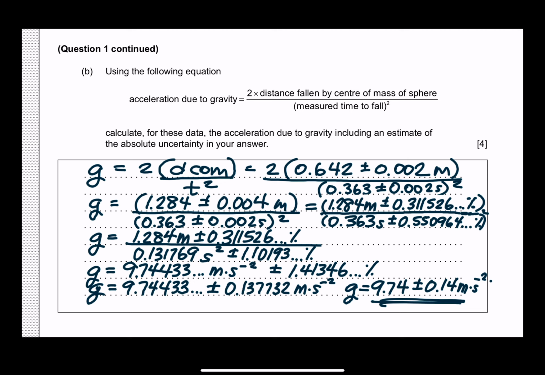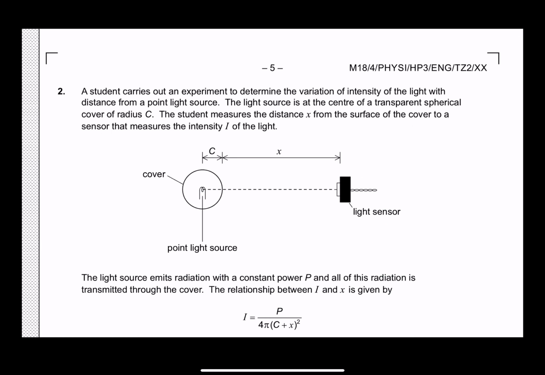By the way, this is a 4-pointer, and so the first point is actually finding the value of g using the equation. The second point is finding the percentage uncertainties here and here. That's points 2 and 3, and then the last point is getting the final percentage uncertainty on g. Okay, let's proceed. That was it for number 1, so now we're on to number 2.